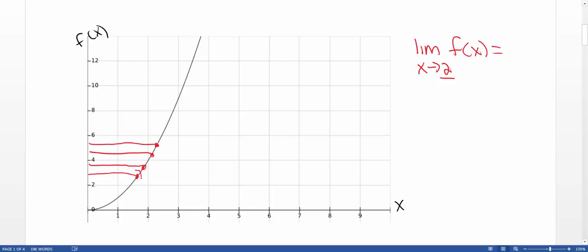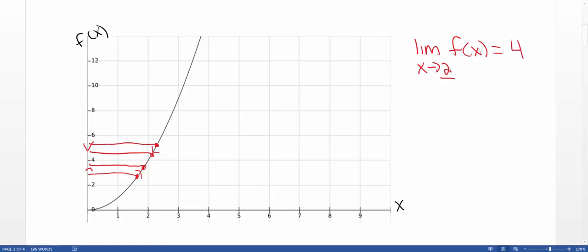Here, as my x values got closer to 2, my y values are getting closer and closer to 4. So as my x values move closer to 2 from both sides, from the left and the right, I can see that my y values are approaching 4.